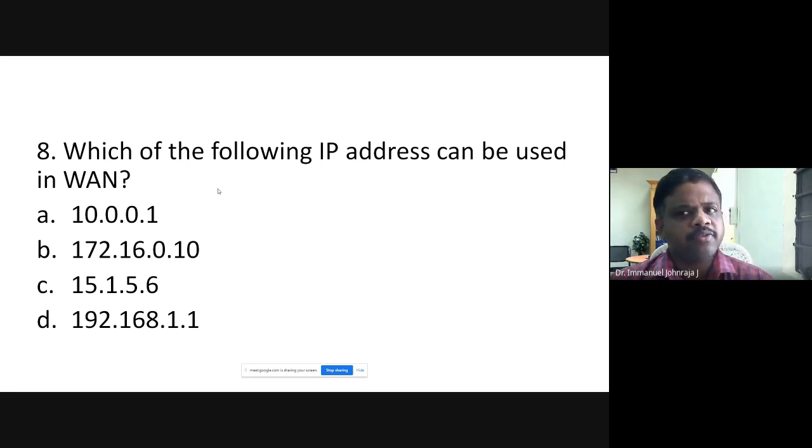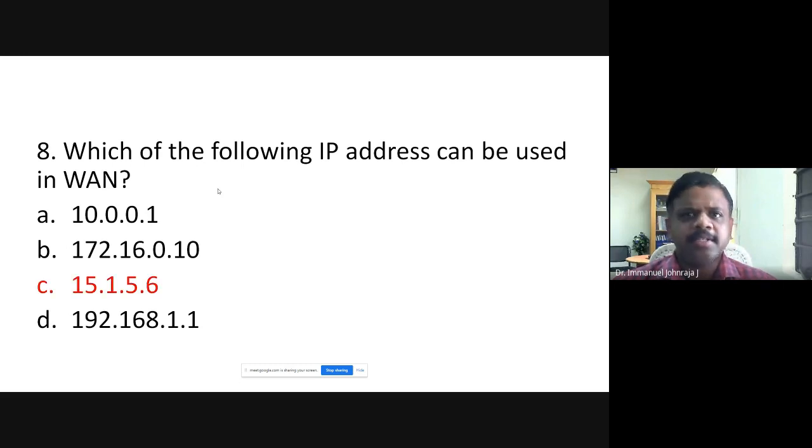So which of the following can be used? The meaning of the question is, which of the following is the public IP? So 10.0 is a private IP, 172.16 is a private IP, 192.168 is a private IP, 15.1 is not a private IP, so it's supposed to be answer C.